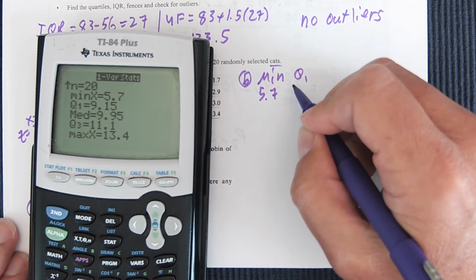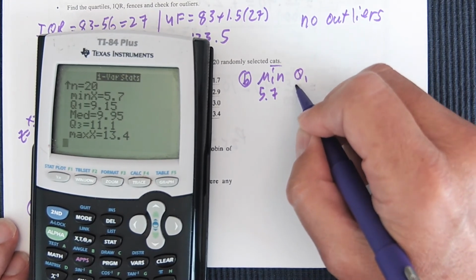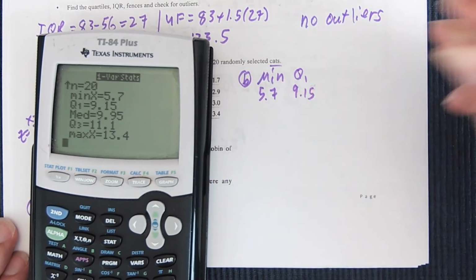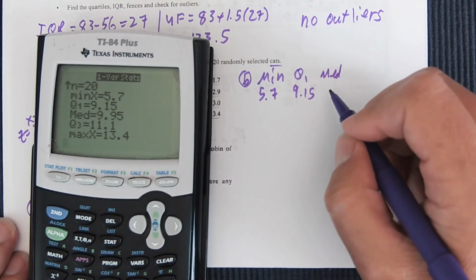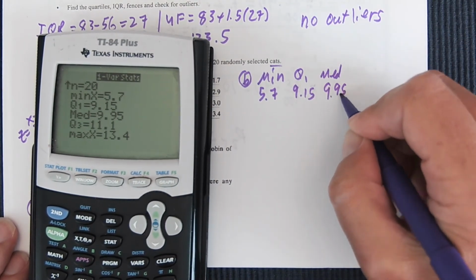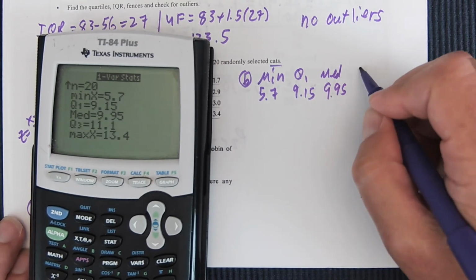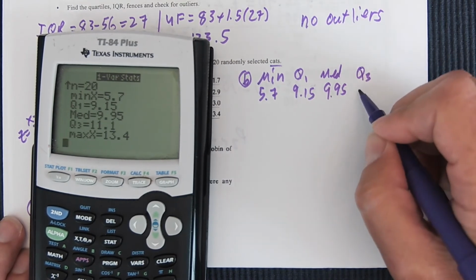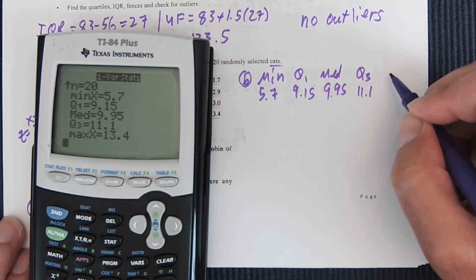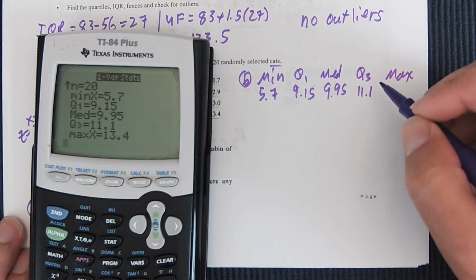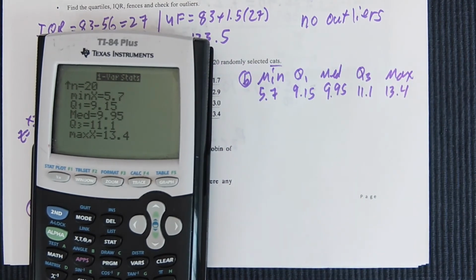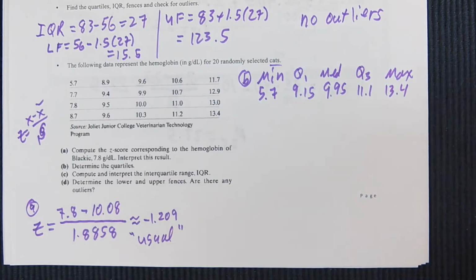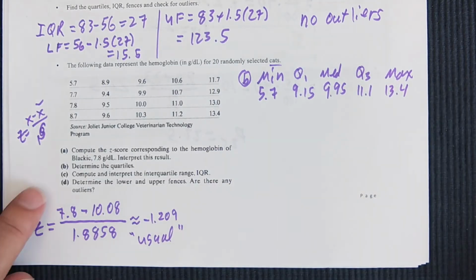Q1 is 9.15. The median is 9.95. Q3 is 11.1, and the max is 13.4. So here are our quartiles. This answers part B.